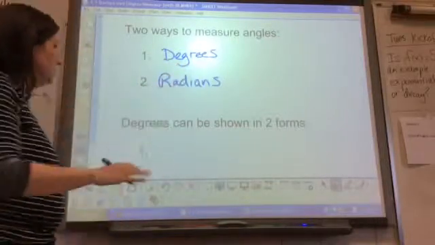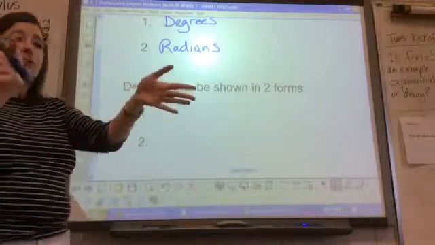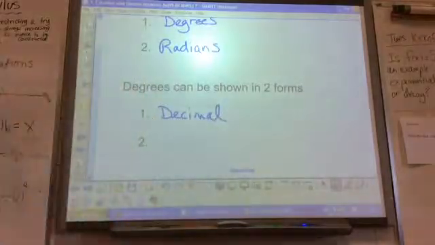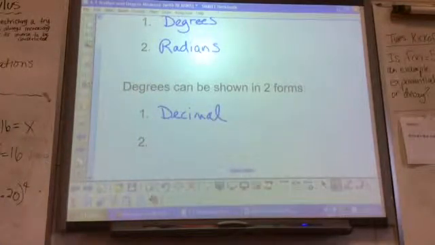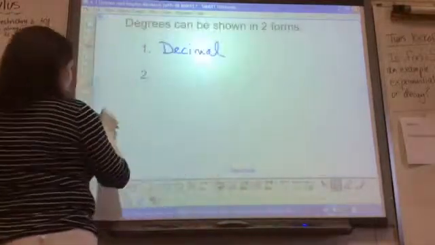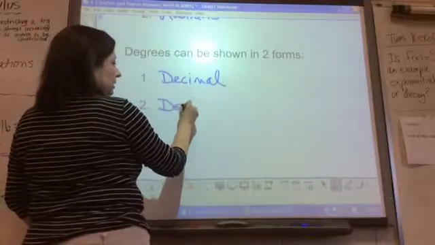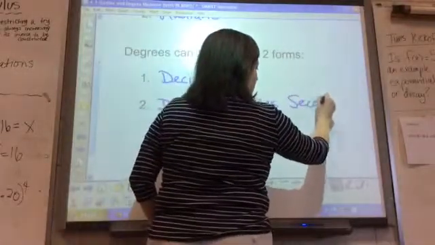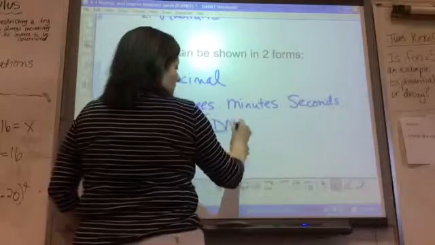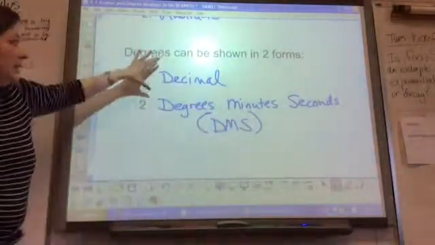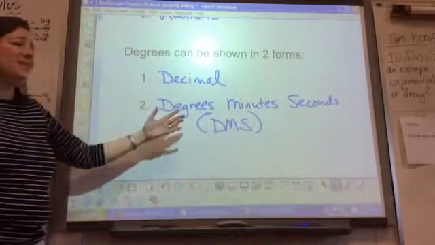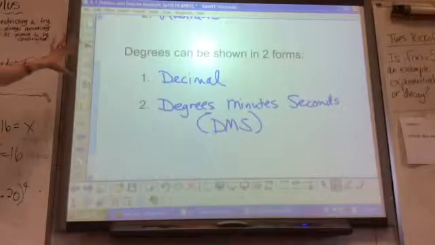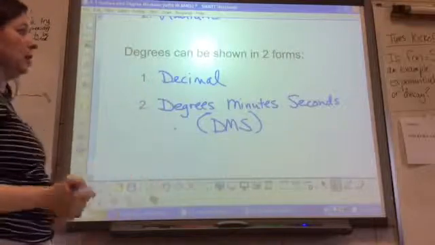So I'm going to focus in on degrees because within degrees you can break it down two different ways. You can look at it as a decimal, like 27.5 degrees, no big deal, just a decimal. And they also like to use what they call degrees, minutes, seconds, DMS for short. So you can either be a decimal or degrees, minutes, seconds. Degrees, minutes, seconds is almost like their fraction version, if you want to think about it like that. So both of these are degrees. You could go either way here.